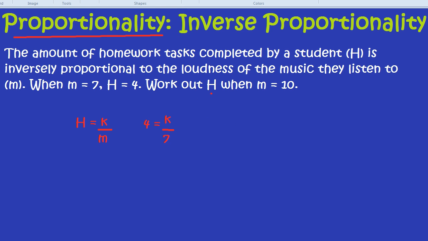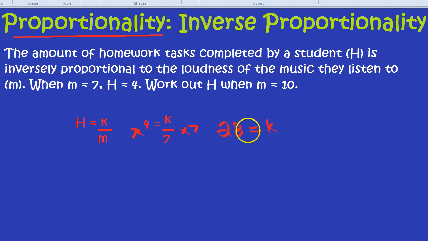How to solve that equation? Well, we have this annoying divide by 7. How do we get rid of divide by 7? We multiply by 7 to both sides. So the left hand side becomes 28, 4 times 7, and the right hand side just becomes K, because the divided by 7 has been cancelled out. In other words, K equals 28.